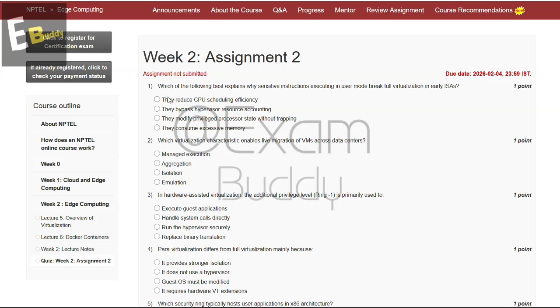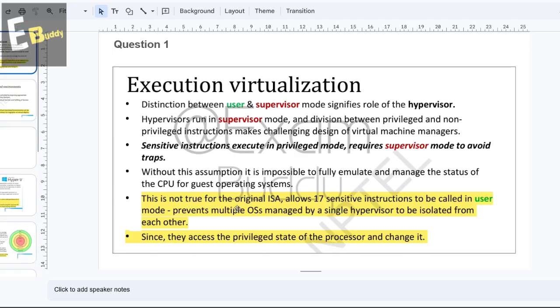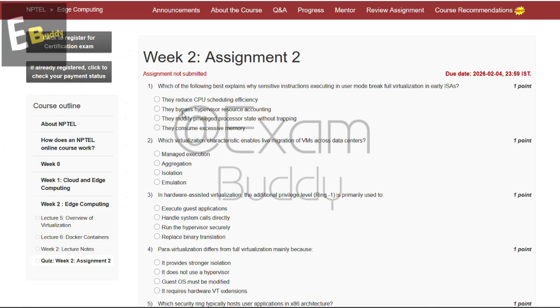So the first question is, which of the following best explains why sensitive instructions executing in user mode break full virtualization in early ISAs? So these are the options, and now let's check the explanation. The explanation says this is not true for the original ISA. Allow 17 sensitive instructions to be called in user mode. Prevents multiple OS managed by a single hypervisor to be isolated from each other, since they access the privileged state of the processor and change it. So the answer of our first question is C. And now let's go to our question number 2.